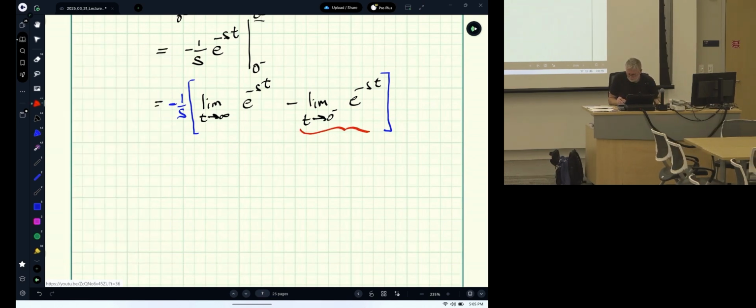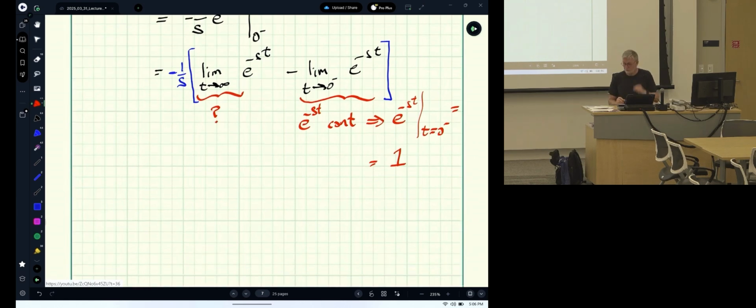Okay, no cheating here. This limit is easy because this function e to the minus st is continuous. So the limit is just e to the minus st evaluated at t equals 0 minus, and that's equal to 1. Okay, so put 0 in there, I get 1. From the left, from the right, top, center, bottom up, doesn't matter what the limit is, the function's continuous. This one is a little bit more challenging. So let's break that one out.